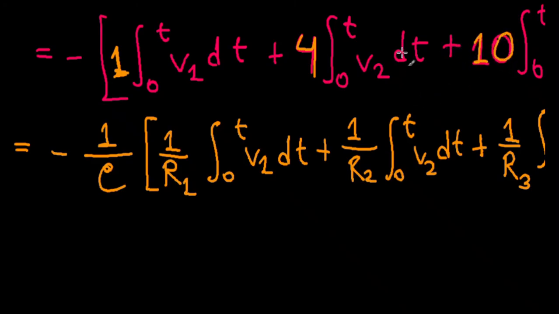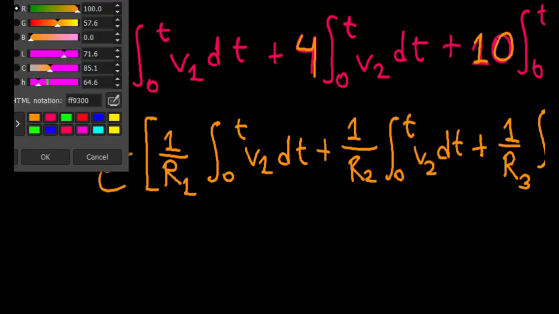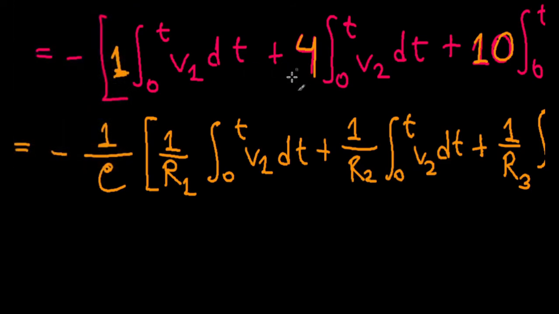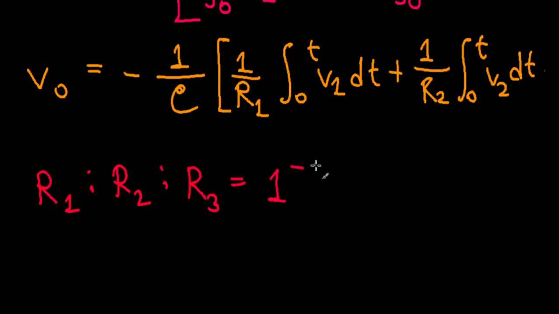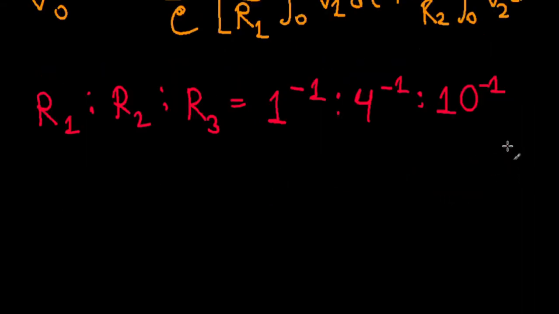So the ratio of these inverse resistances, or these are actually conductances, is going to be 1 is to 4 is to 10. But we can also say that the ratio of the resistances R1 is to R2 is to R3 will be the inverses of those coefficients. It's just saying this in another way. So this is 10 inverse. All right, so let's find this out.